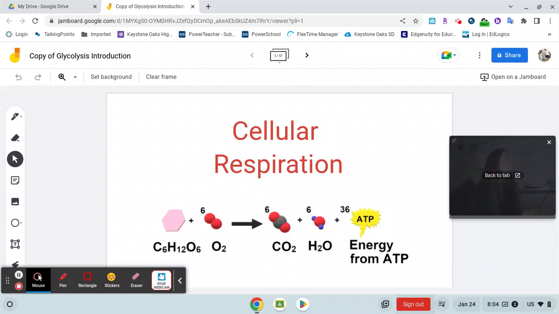Take a look at slide 1. Today, we're going to take a look at the very first step of cellular respiration.